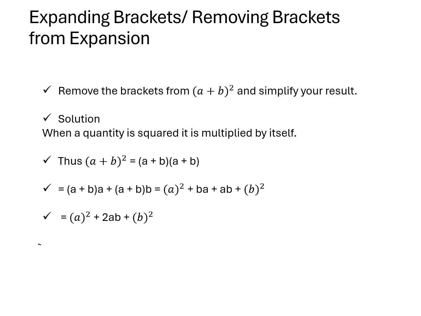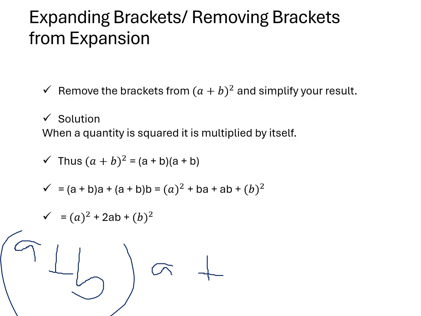So you can do a plus b times by a, right? Plus a plus b times by b. Because you're multiplying the first bracket by everything in the second bracket. And then you just simplify. So it's a squared plus b squared plus ab, and group like terms.